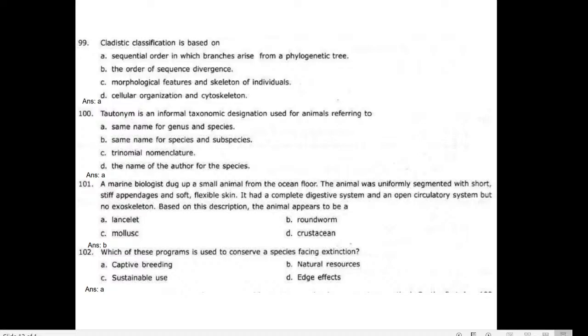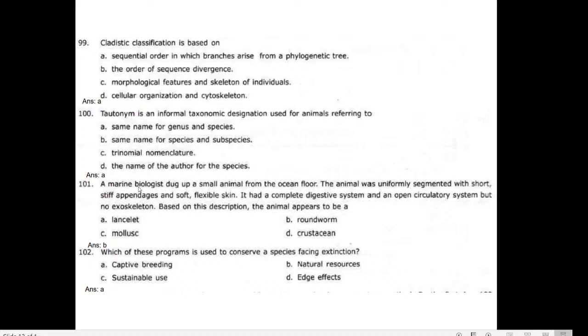For example, Rattus rattus: the species name and genus name are similar. If the species name and the genus name are the same, that is called tautonymy. It is one type of classification in taxonomy. Naja naja is another example, and Rattus rattus is another example. Here the genus and species have the same name.